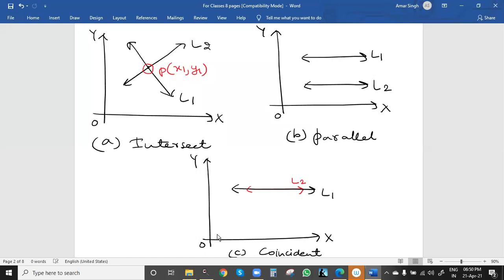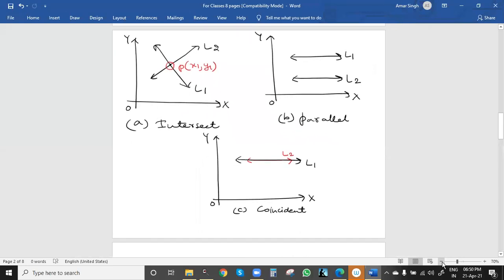So we have intersecting lines. Intersect means both will intersect, so L1 and L2 are intersecting lines. The second possibility is that both will be parallel, so we can say parallel lines. The third possibility is coinciding lines, or both are coincident. Coincident means both lie on the same line, one above the other. So these are the only three cases. No other case will be there.